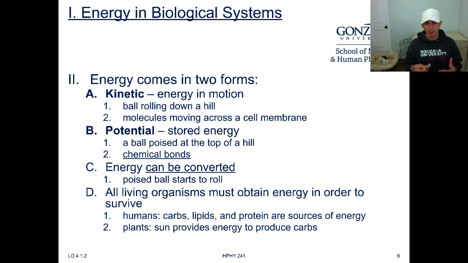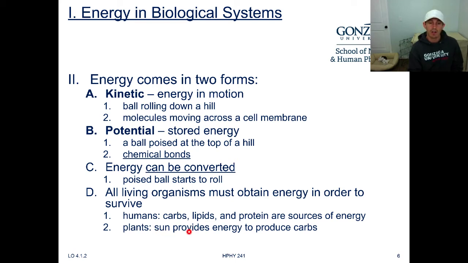However, instead of using a ball and a non-biological example, all living organisms that we're aware of have to obtain energy in order to survive, in order to provide the energy for their cells to do some form of work: chemical, mechanical, or transport work. In the case of the human body, we obviously have to eat. We have to obtain our energy from our food. And this comes in the form of our macromolecules: carbs, lipids, and protein. Those are our sources of energy.